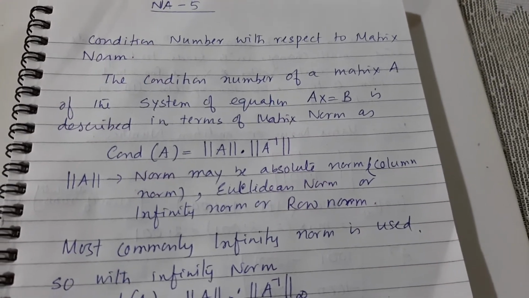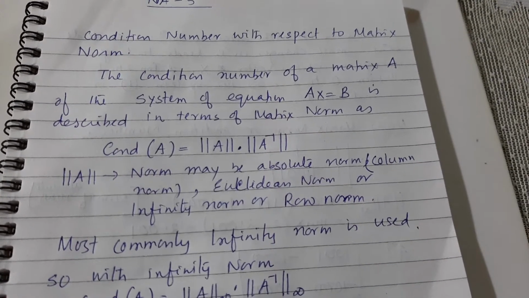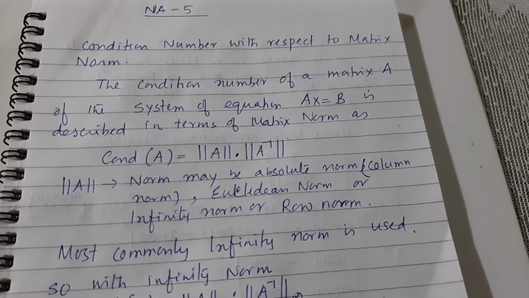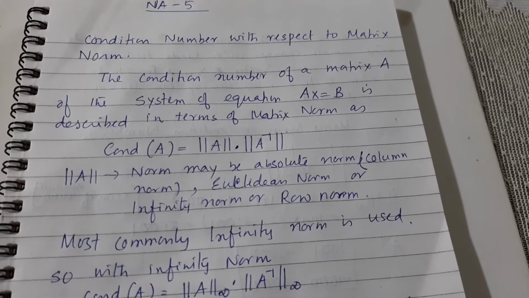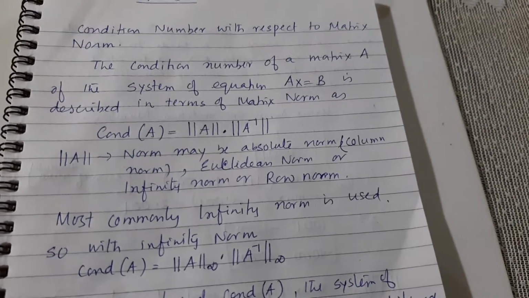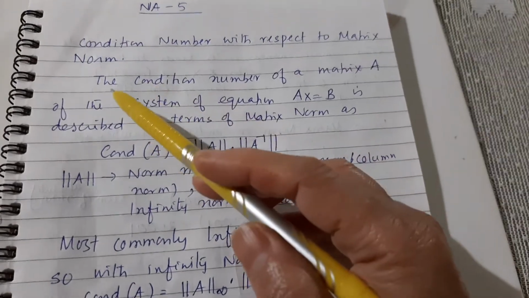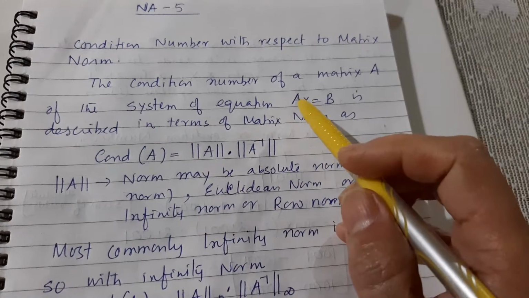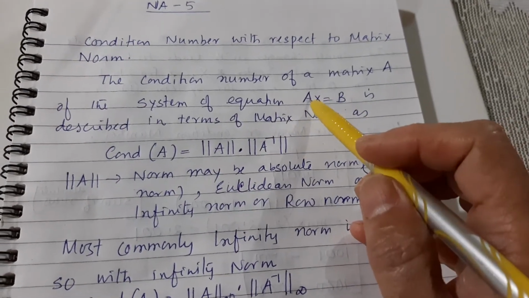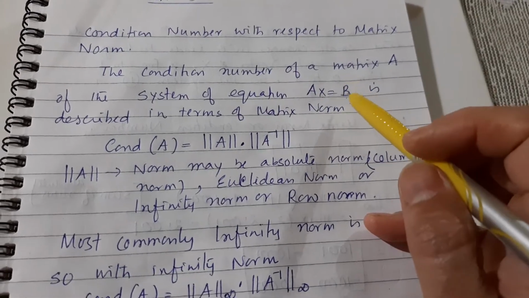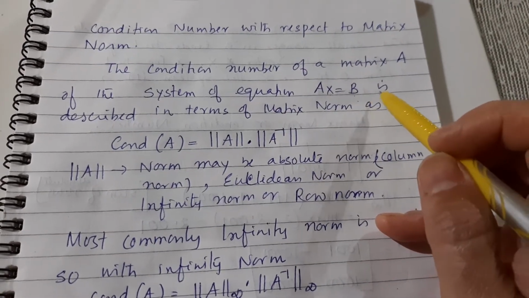In the last video, we described the condition number with respect to matrix norm and how we can describe the system of equations, whether it's an ill-conditioned system of equations or a well-conditioned system of equations. Now again, I am going to emphasize the definition of the condition number. Here, the condition number of a matrix A of the system of equations Ax = B. A is the coefficient matrix, x is the solution vector, and B is the right hand side of the equation.